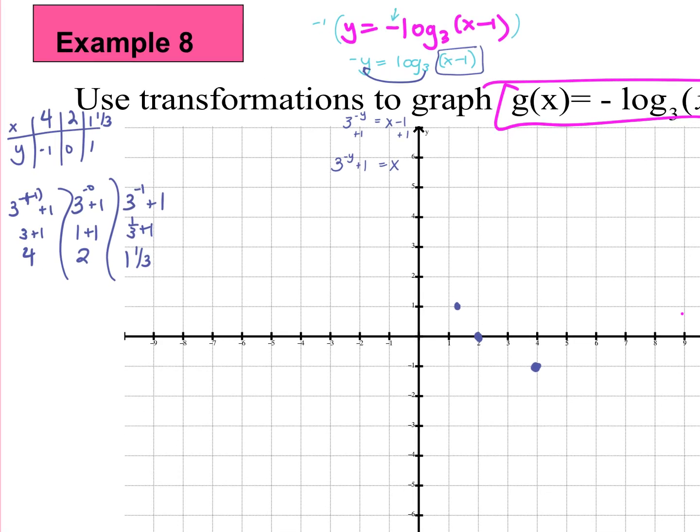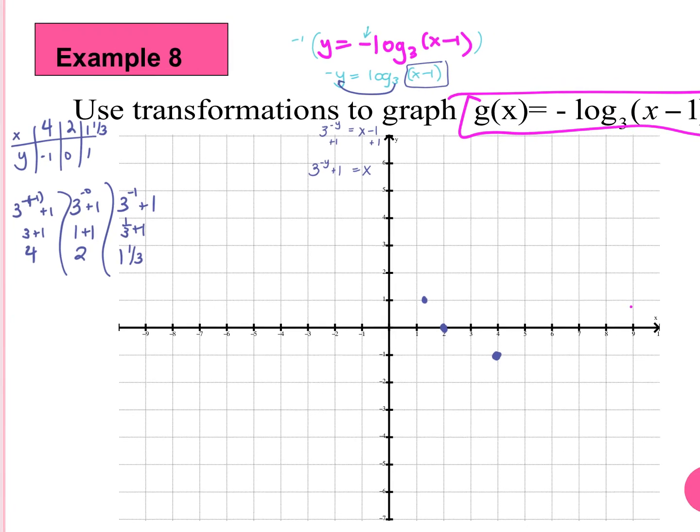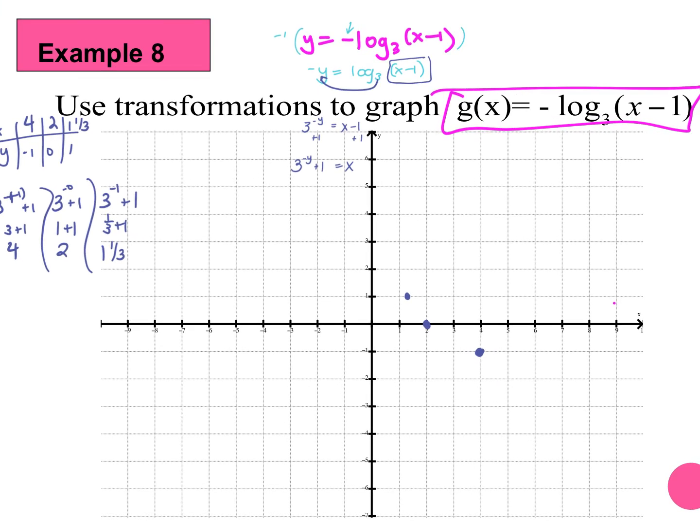Okay, there's my points: (4, -1), (2, 0), and (1 1/3, 1). Now, go back to the initial one. Here's my horizontal shift, x minus 1. So I set that equal to 0, and I get my vertical asymptote is at x equals 1.